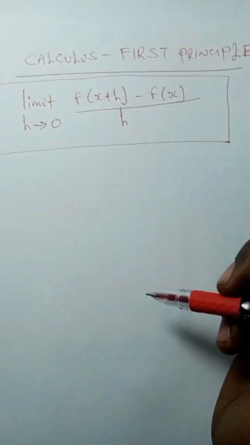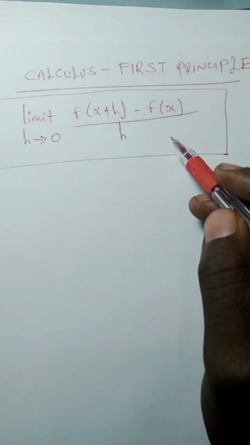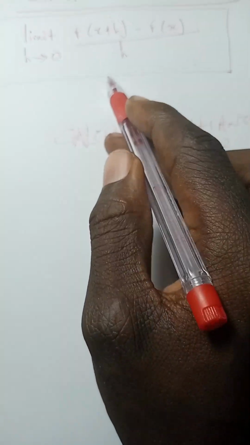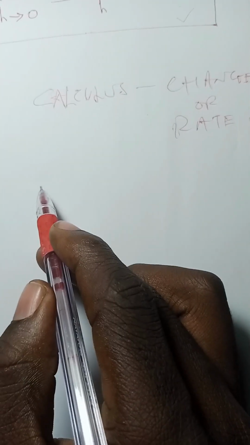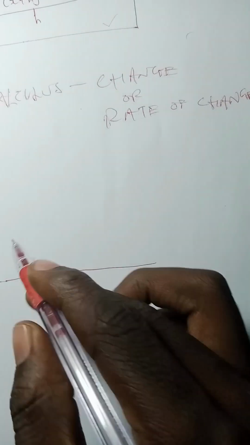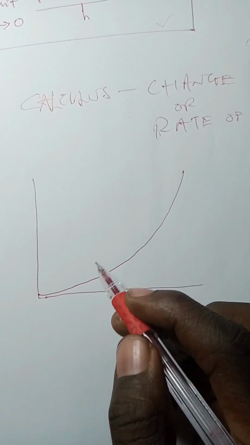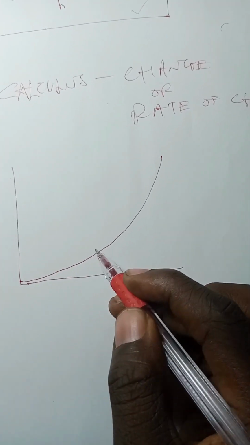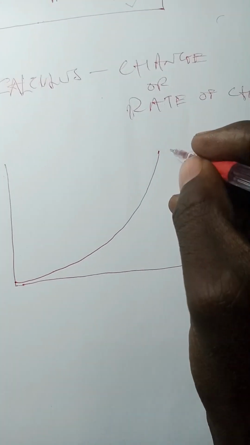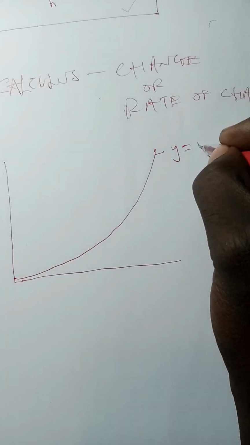So in this video, we're going to focus on how we arrived at the first principle formula. As you can see, what is easy to understand on how we can arrive at that is to simply draw a curve. So suppose we have a curve and we want to find how this curve is changing, or the rate of how the curve is changing. Suppose the name of this curve or the function is f of x.